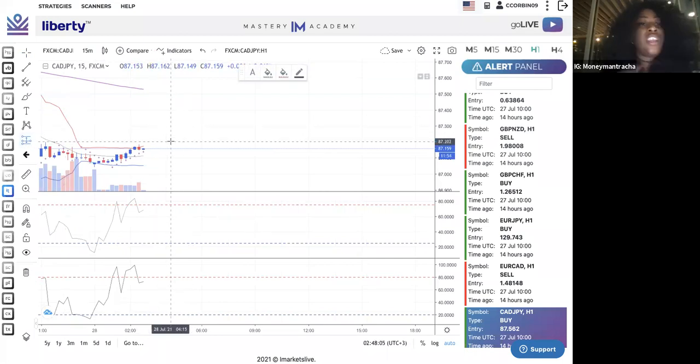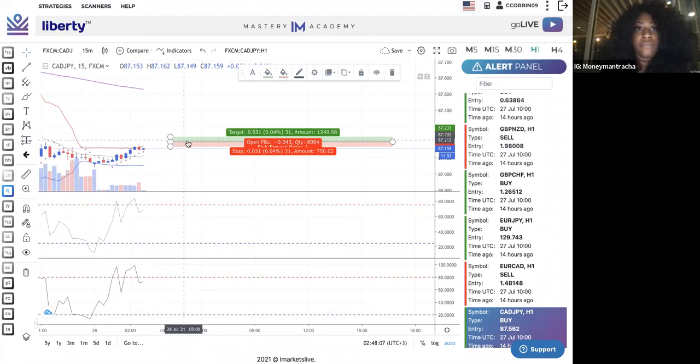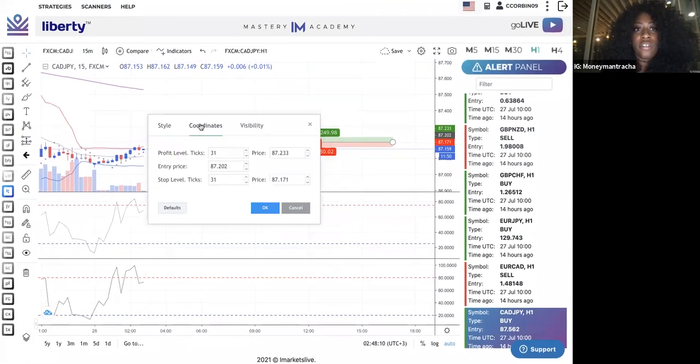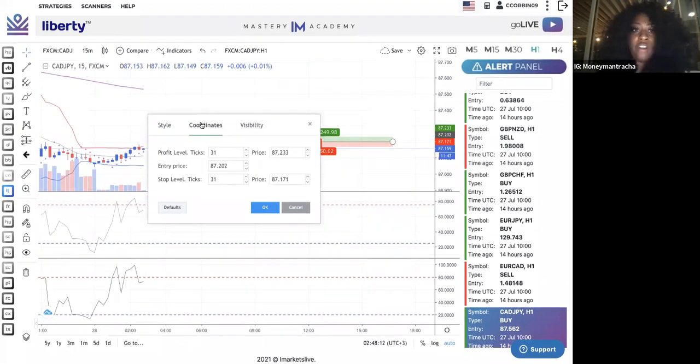You could click anywhere on the screen, doesn't matter. Click there. Click on it to open the details. And you want to click coordinates because you want to plug in your own numbers. Now, my entry price was 87.180, right? That was my entry point.